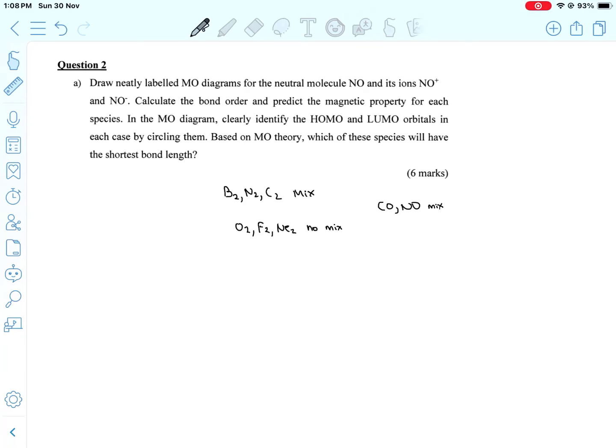Okay, on to MO diagram. So I think the first thing you need to do for MO diagram is to identify whether there'll be sp mixing. And for homonuclear molecules, it would be quite easy, but for heteronuclear molecules, it's a bit more difficult. But the notes did list that CO and NO mix, so I think that is something that you need to memorize.